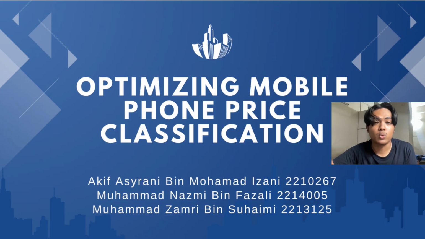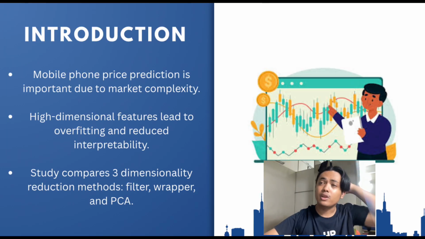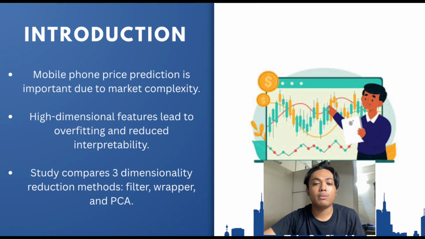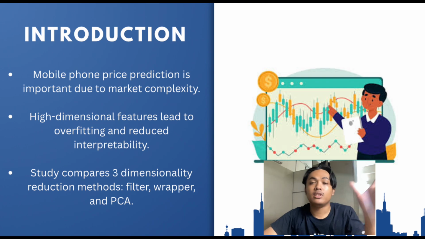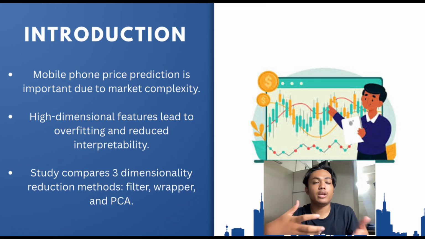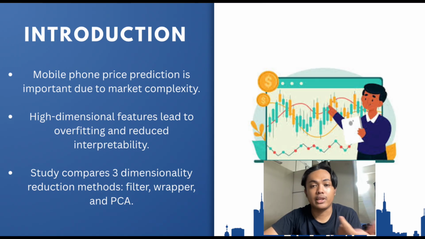Today we will present to you about optimizing mobile phone price classification. So the overview for this project: we are using feature selection and also feature extraction, which is filter, wrapper and PCA. Mobile phone price prediction is important due to the market complexity, because this is for the business. High dimensional features lead to overfitting and reduce interpretability. So we want to know which model we use to have the highest accuracy.